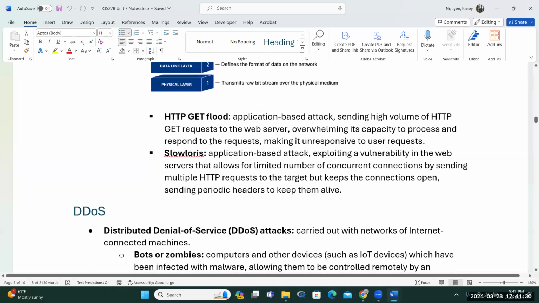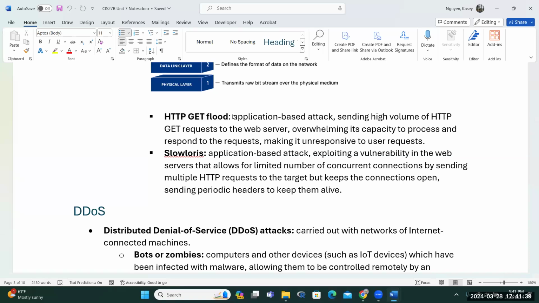Okay, so when you're doing the flood, the GET flood, this is when I keep requesting the same website over and over again, but 50,000 at once, right?